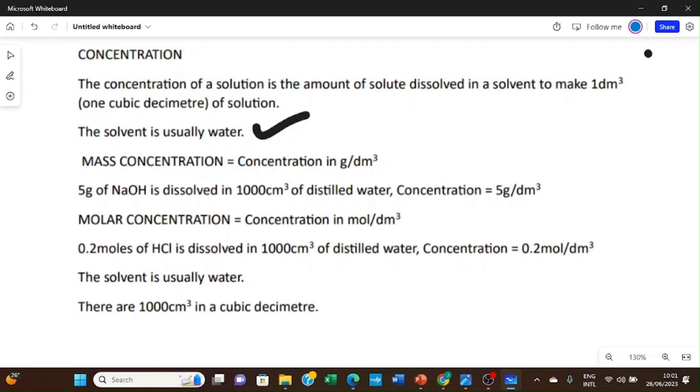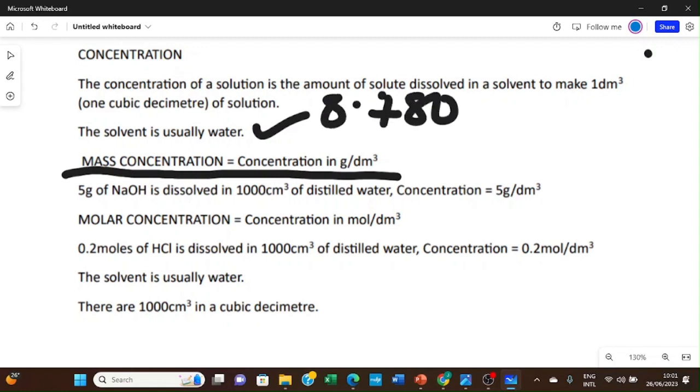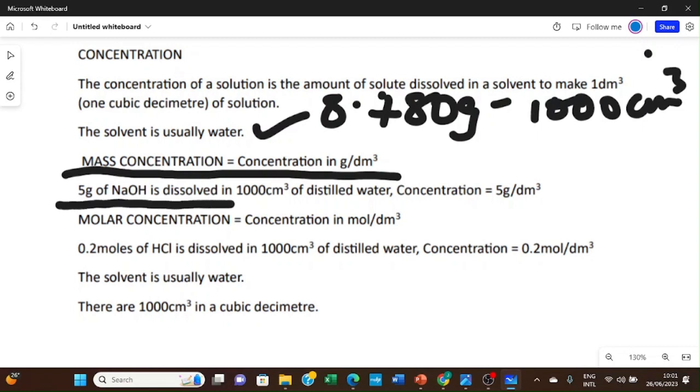So we'll talk about concentration. We have what we call mass concentration, which is concentration in gram per dm cube. For example, the standard solution I prepared has a concentration in gram per dm cube, by dissolving 8.480 gram in 1000 cm cube. So it is mass concentration. If I take 5 grams of sodium hydroxide and dissolve it in 1000 cm cube of distilled water, the concentration will be 5 grams per dm cube.